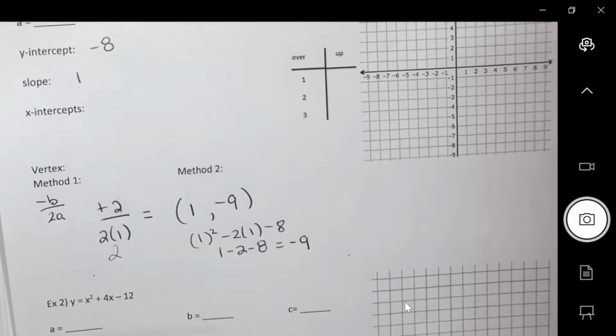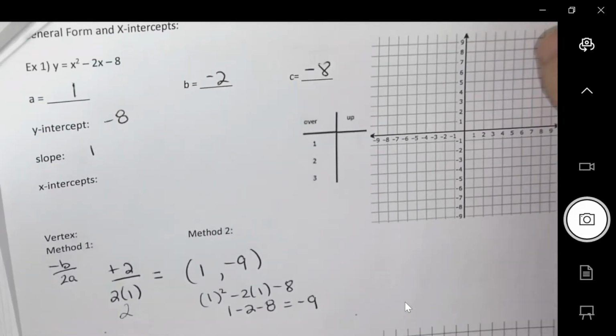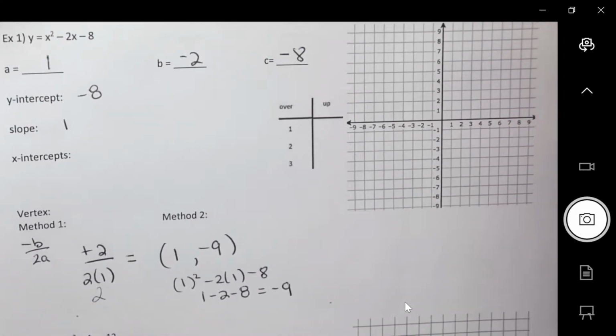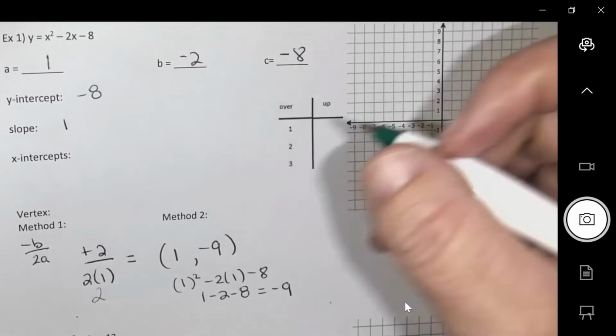So this is now something new, the x-intercepts. We just did a y-intercept idea, and a y-intercept was when x was 0. So an x-intercept is therefore going to be when what's happening? When y is 0.